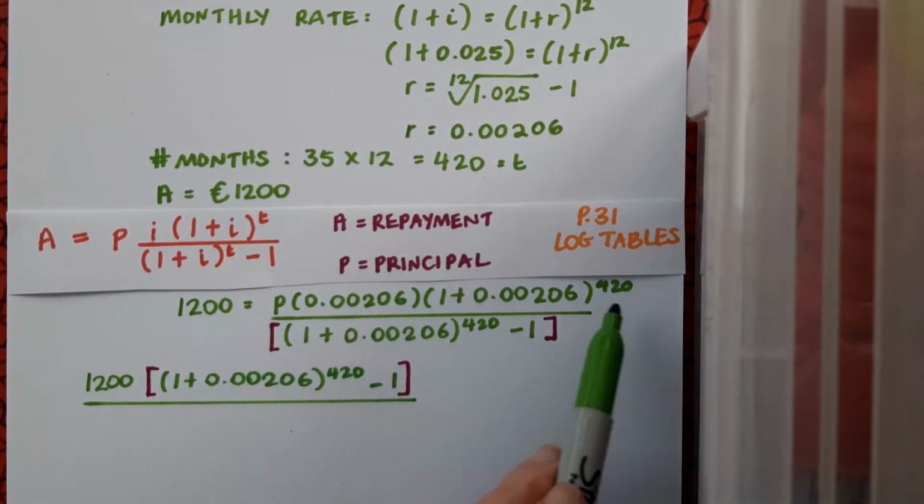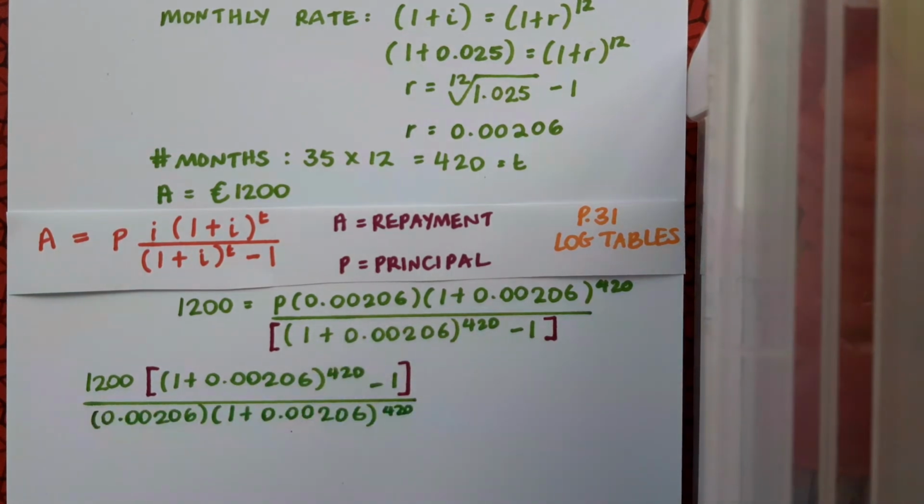And now everything from the numerator on the right-hand side comes over into the denominator. No need for an extra set of brackets on the bottom here because everything is already in brackets. And of course, all that remains on the right-hand side is that P, the principal, the overall value of the mortgage.